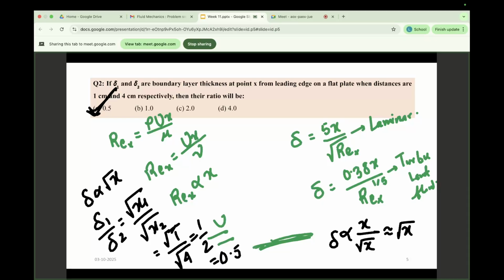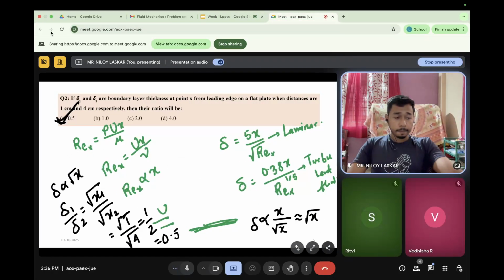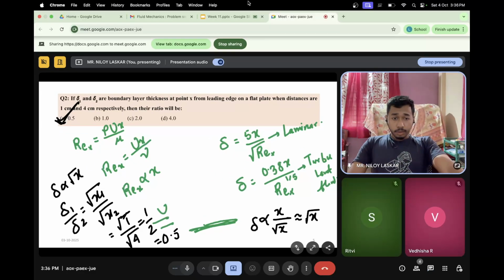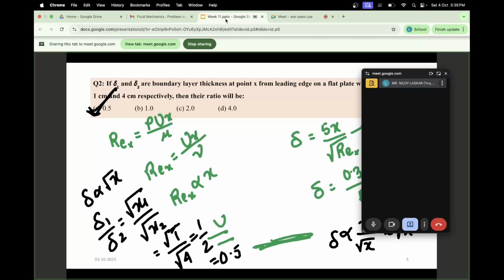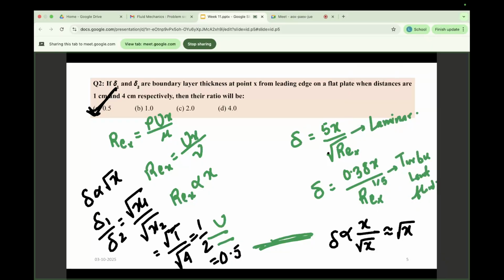So I hope that you understand your mistake. Just remember this thing, these two formulas are quite essential. Okay, then I am moving to the next question.